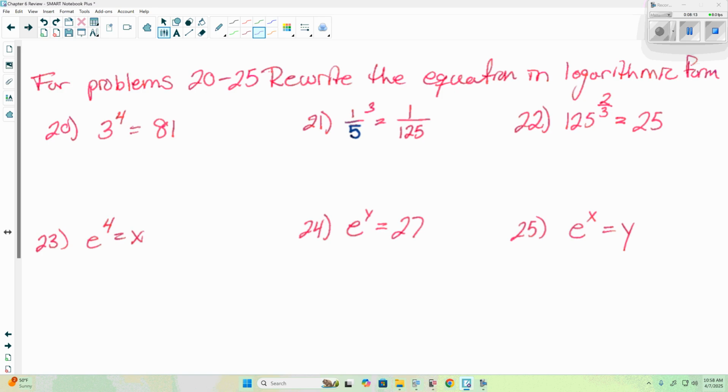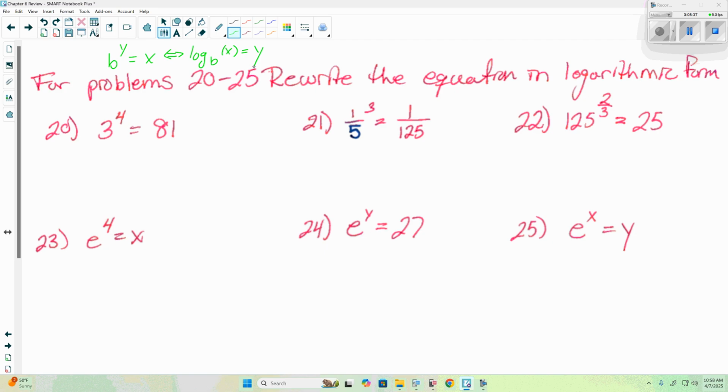20 through 25, rewrite the equation in logarithmic form. So we're going from exponential now back to logarithms. Just the reverse: b to the y equals x if and only if log base b of x is equal to y.